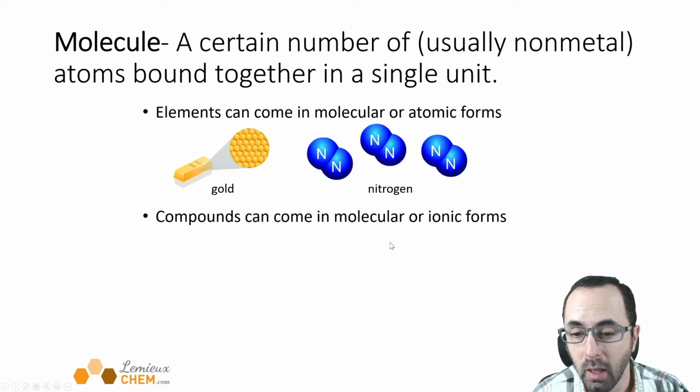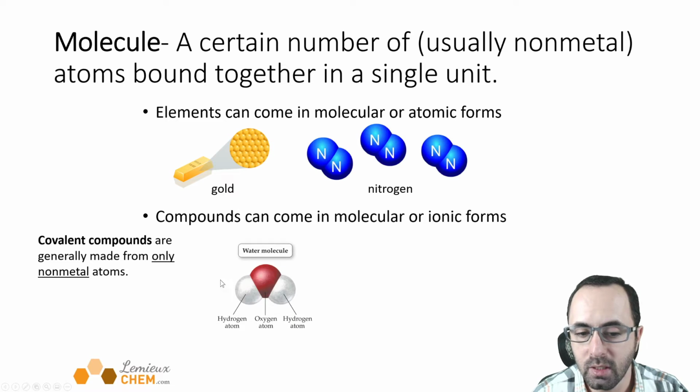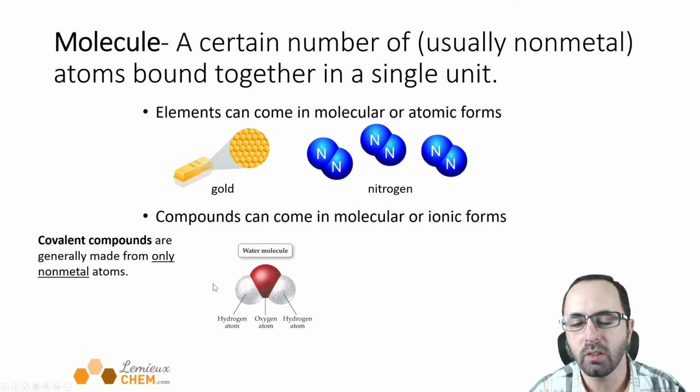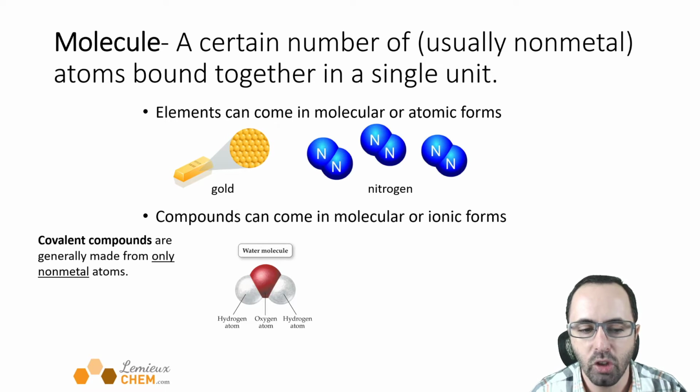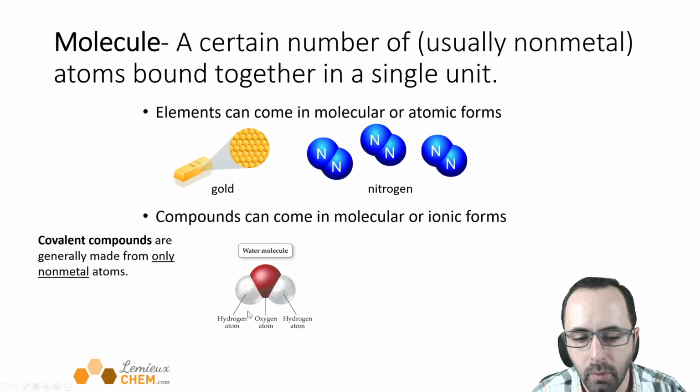Compounds can come in molecular or ionic forms. Covalent compounds are the ones formed generally from only non-metal atoms. An example again would be water, and often when non-metal atoms bond, they bond to make molecules. So covalent compounds and molecular compounds are words that are kind of interchangeable, because generally when covalent bonds are formed, they result in the formation of molecules, which are a distinct number of atoms bonded together in individual units. So with water, it's 1 oxygen atom bonded to 2 hydrogen atoms.